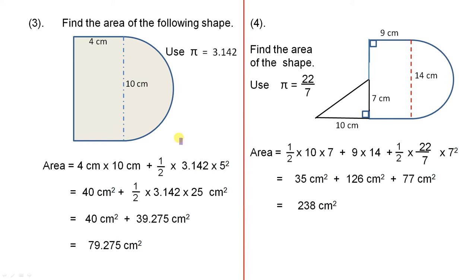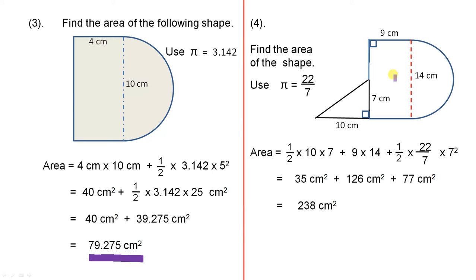So r is 5, because if the diameter is 10, the radius is 5. So there's a half pi r squared. So the area of the rectangle is 40 square centimeters, and then half pi r squared, that's that section there. So we get 40 square centimeters, and we work that out using a calculator to get that number. So this answer here will be the area of the composite shape.